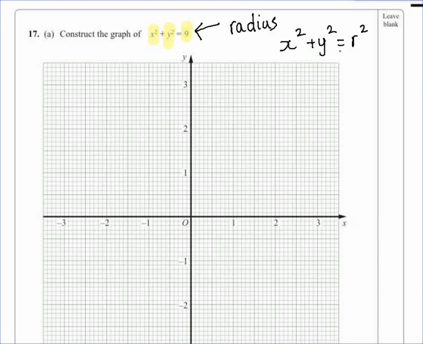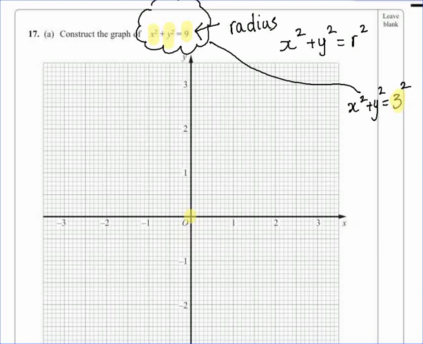So therefore I can rewrite this as x squared plus y squared is equal to 3 squared. And when you write it like that, you have the radius, which is 3 now. So we have the radius, and we can use this information to draw a circle. The other thing you should also remember is that whenever a circle is written in the form x squared plus y squared is equal to r squared, the center of the circle is at 0.